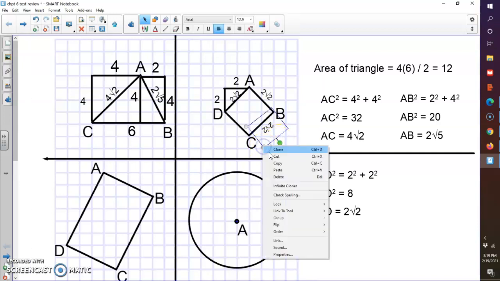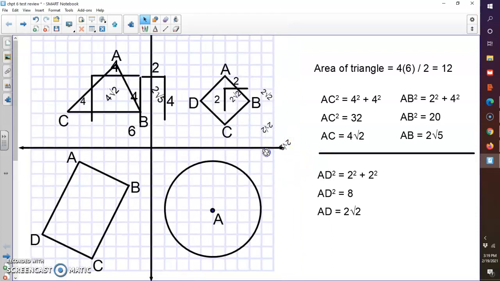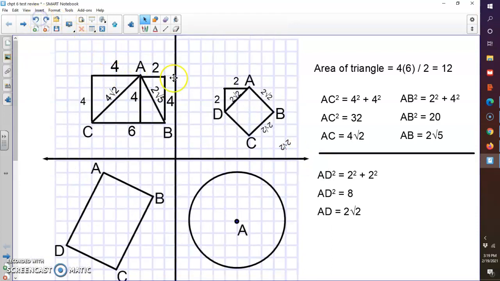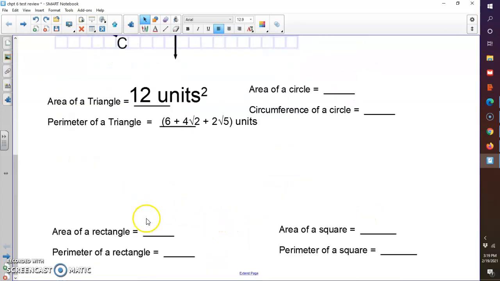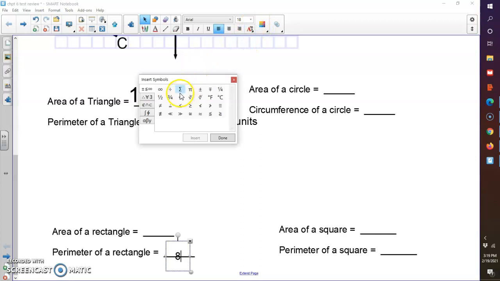And finally, this length here is 2 root 2. Okay. So my perimeter is going to be 2 root 2 plus 2 root 2 plus 2 root 2 plus 2 root 2. That perimeter is just 8 root 2. Right? And get comfortable with the fact that you're going to have radicals in your answers.